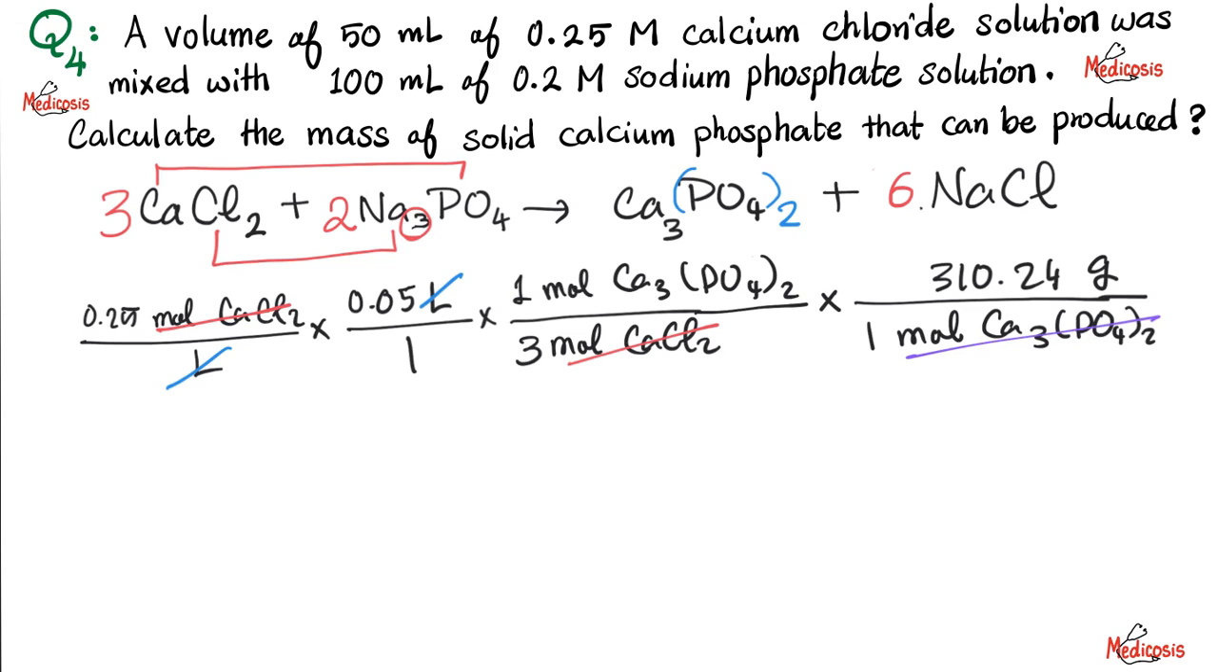Cancel mole calcium phosphate with mole calcium phosphate, and my answer will be in grams. Then you do the math for all of this, and you get an answer of 1.29 grams. This is for the reactant calcium chloride. Let's try the whole thing for the reactant sodium phosphate.